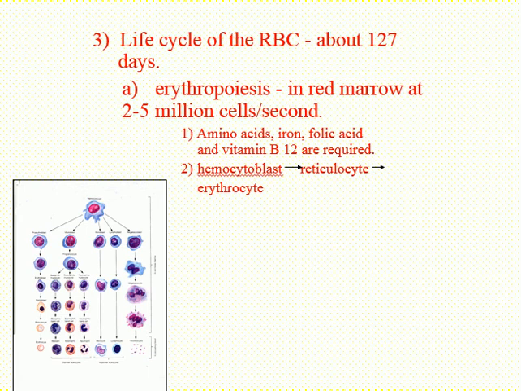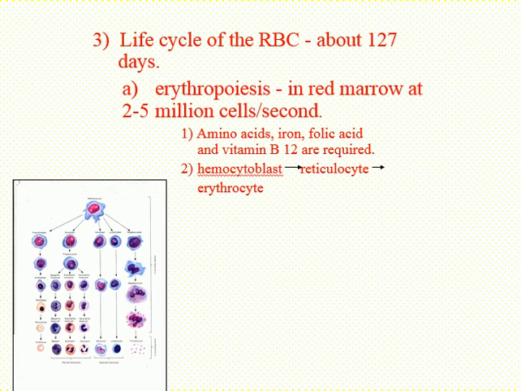So that's the life cycle, about 127 days. We're making 2 to 5 million per second. That's a pretty big range. So let's think about what kind of control mechanism must exist to change that. Let's say that you go this afternoon and you donate blood. This morning you were making red cells at 2 million per second, but if you just donated blood, you'd better not be making them still at 2 million per second this afternoon. You've just lost a unit of blood, so you'd better be able to increase the rate of production.